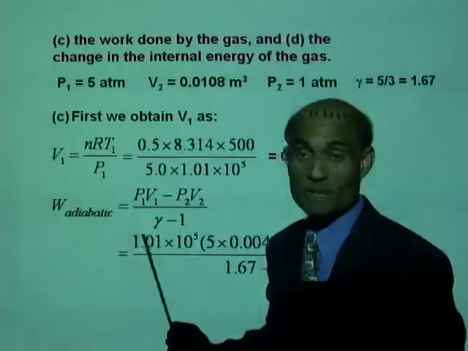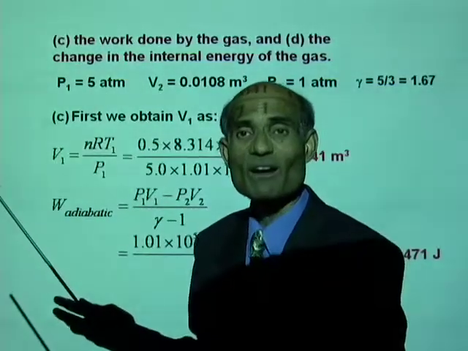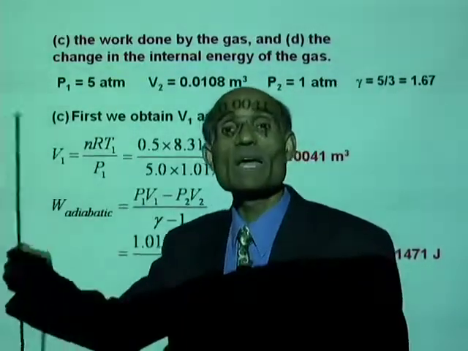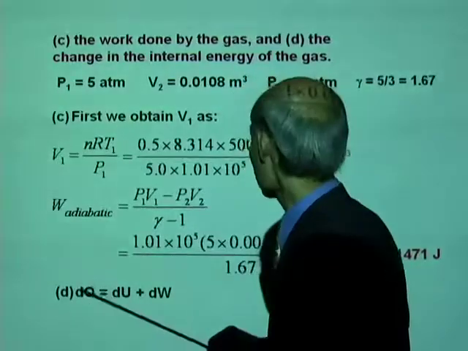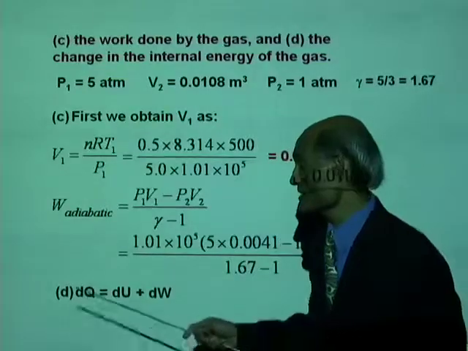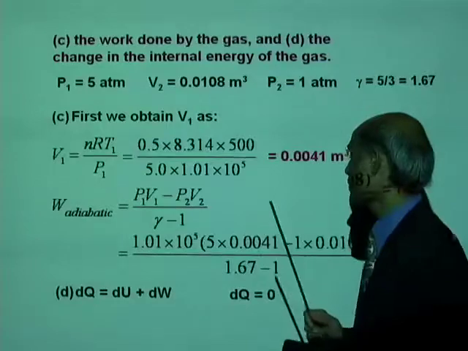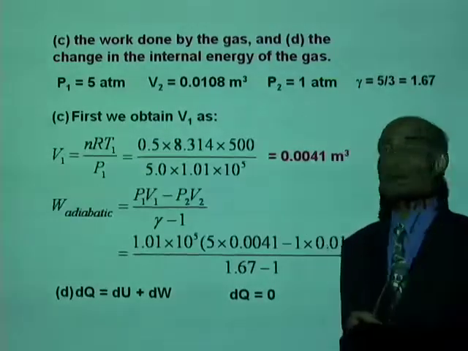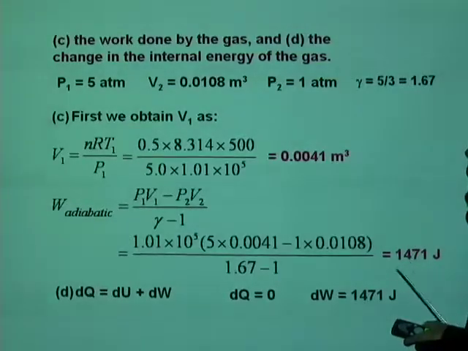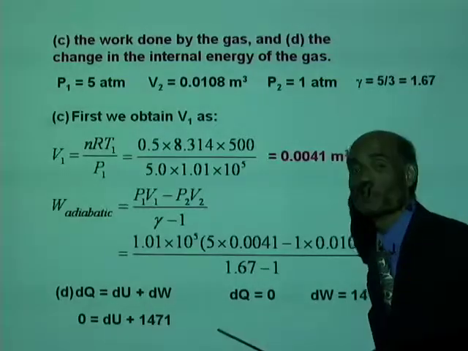Now this problem in fact consists of all the principles we discussed so far in adiabatic expansion. So if you can do this problem, you can do any problem. Okay, and finally the quantity of heat added, dq equal to du plus dw. Well, of course dq is 0 for an adiabatic process. So dw equal to 1471 joules. Therefore, what is du?